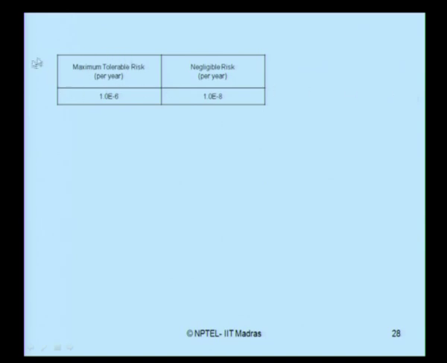So, the maximum tolerable risk per year is about 1.0 10 power minus 6, and the negligible risk per year is about 1.0 10 power minus 8. This is what I got from the present study.